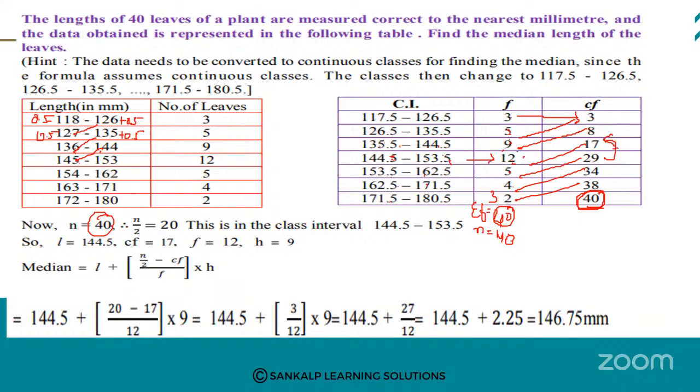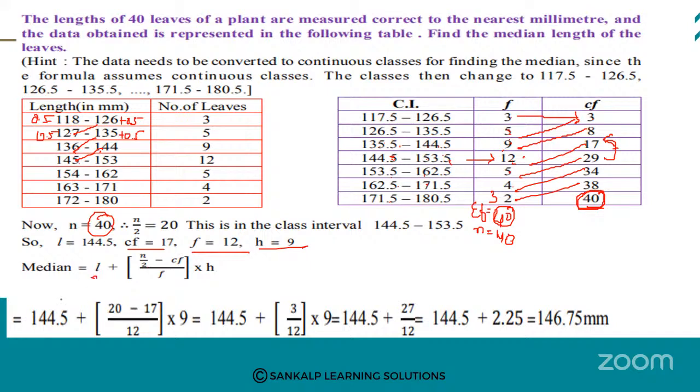Now, the L value is 144.5, the frequency F value is 12, and the CF value is the preceding value of the median frequency. So the median frequency is 12 here and the preceding value is 17. So the CF value is 17 and the F value is 12. The class size H is 9, that is upper limit minus lower limit. So what is the formula? The formula is L plus n by 2 minus CF divided by F into H.